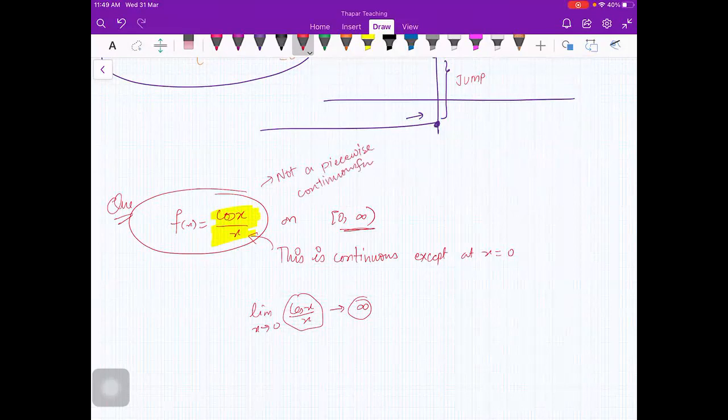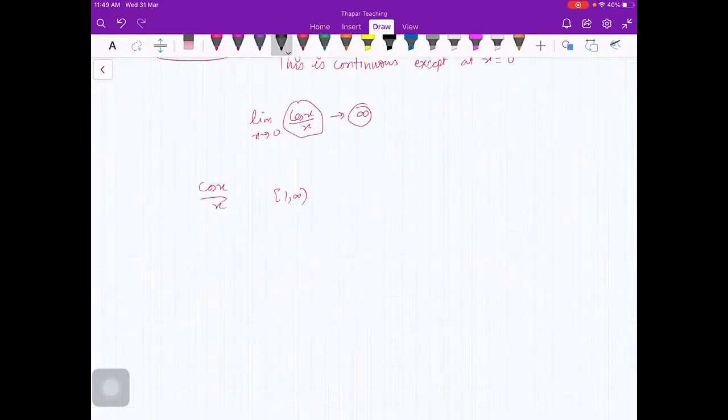अगर मैं आपको दूं cos x upon x 1 to infinity, then this is a continuous function, and every continuous function is of course a piecewise continuous function also. Clear है बेटा ये सबको? Now tell me this last one.